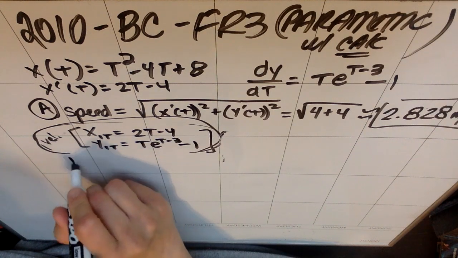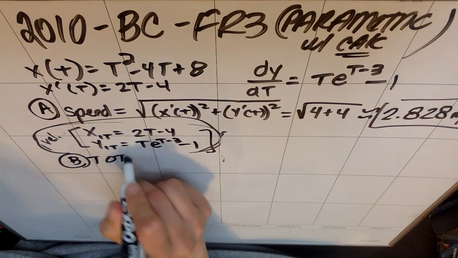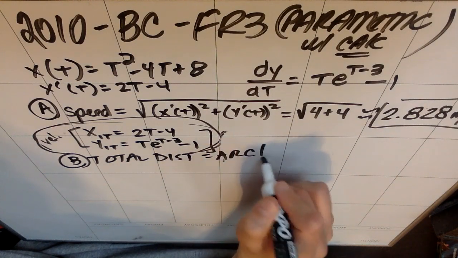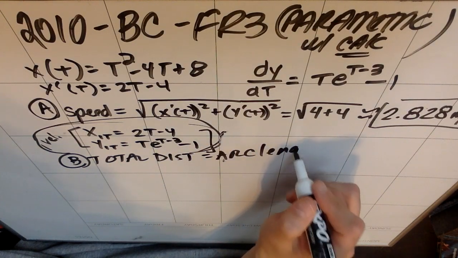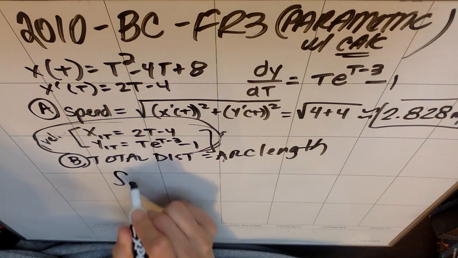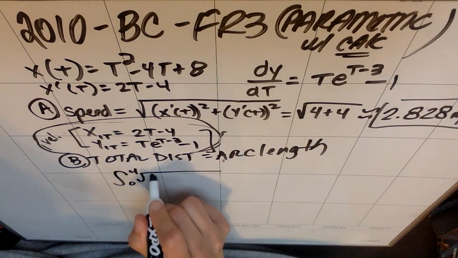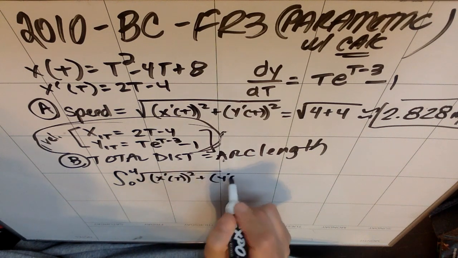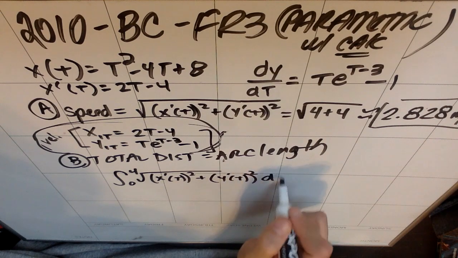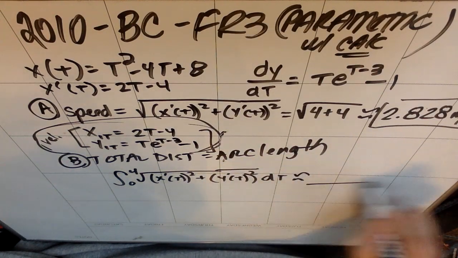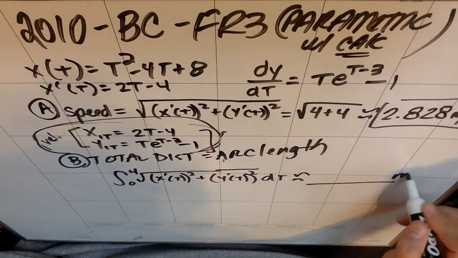So when we talk about total distance, it's the same as arc length. So total distance equals arc length. That's how you spell arc length. My total distance is going to be the integral from 0 to 4 of the square root of x prime of t quantity squared plus y prime of t quantity squared with respect to t. This is what I need to write out, and then I just need to spit out the answer. And since it's a distance, it'll be in meters.